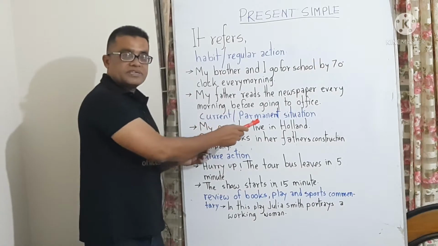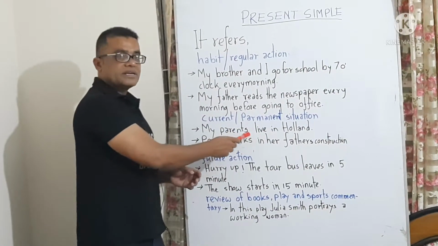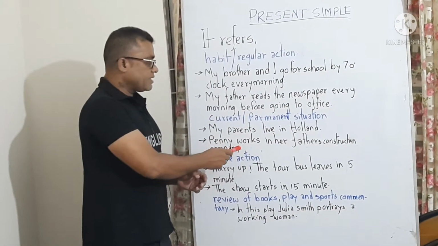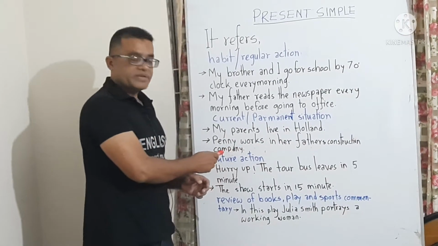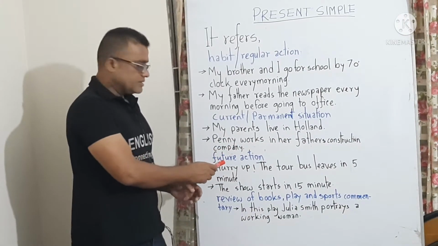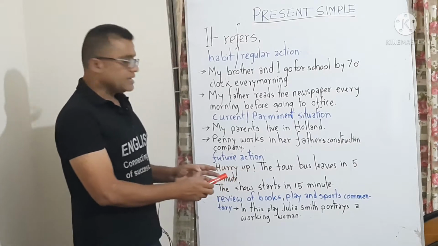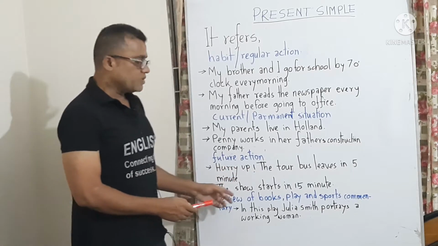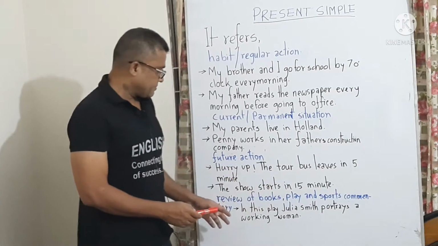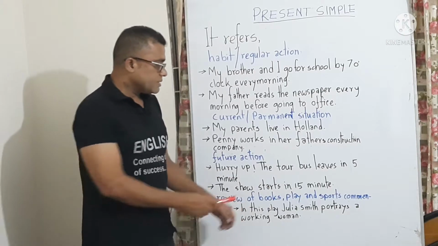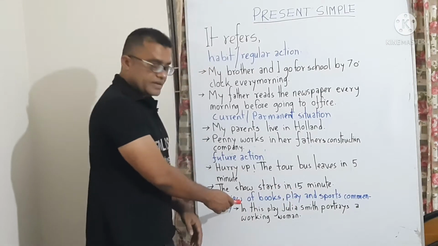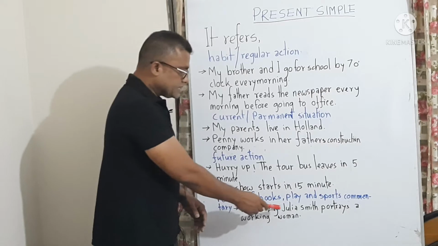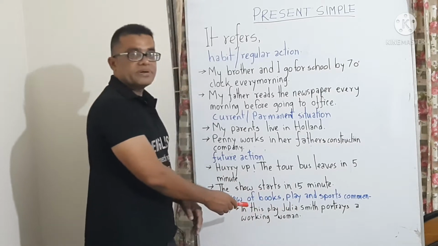Current or permanent situation. My parents live in Holland. Penny works in her father's construction company. Future action. Hurry up, the tour bus leaves in 5 minutes. The show starts in 15 minutes. Review of books, play and sports commentary. In this play, Julia Smith portrays a working woman.